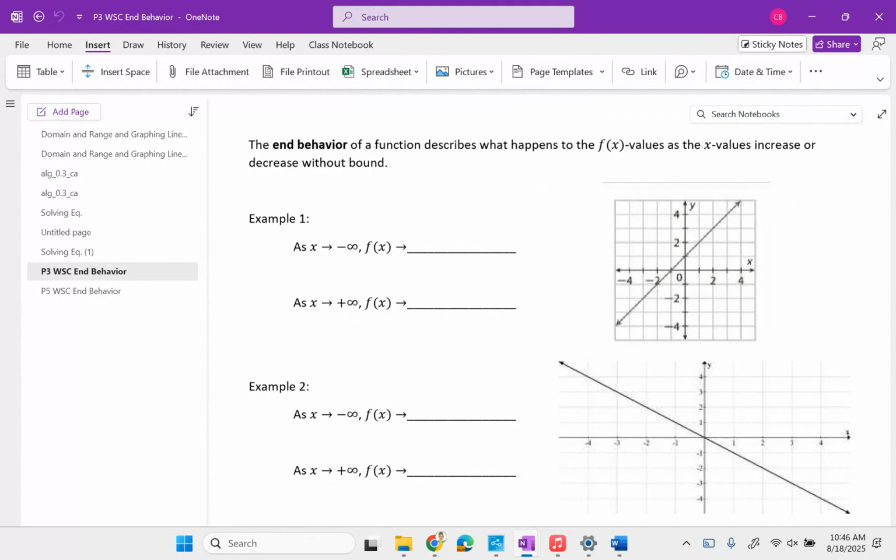So I want you to just read that first sentence there to yourself in your mind, okay?